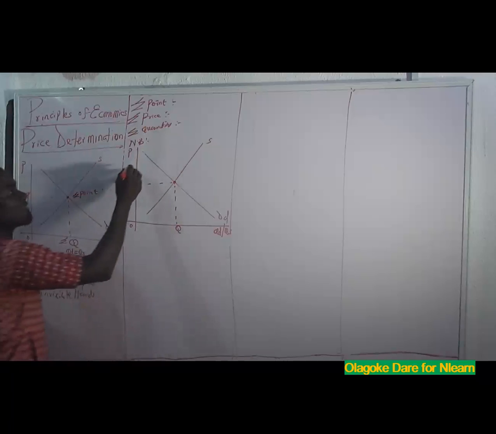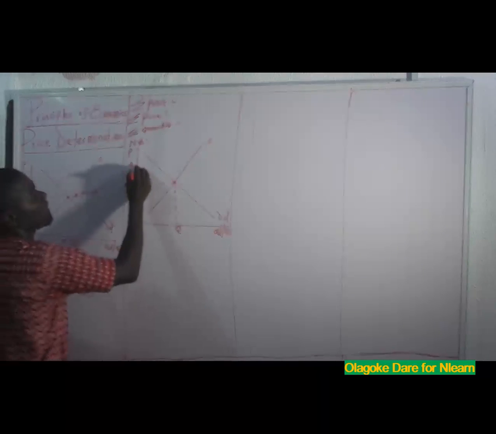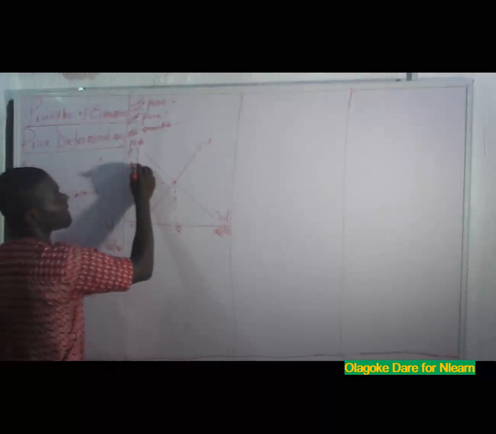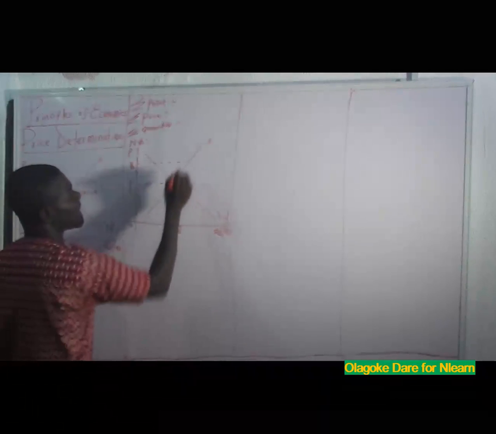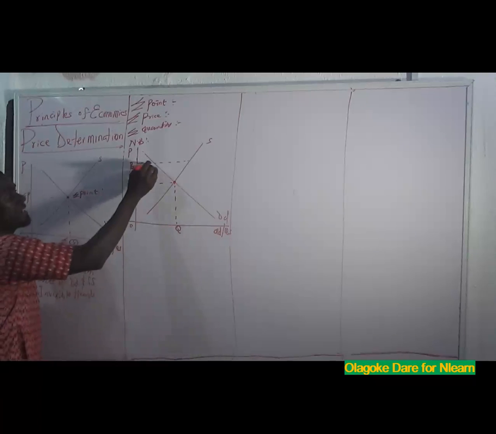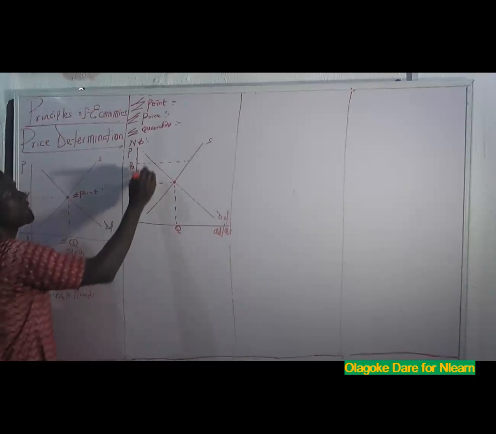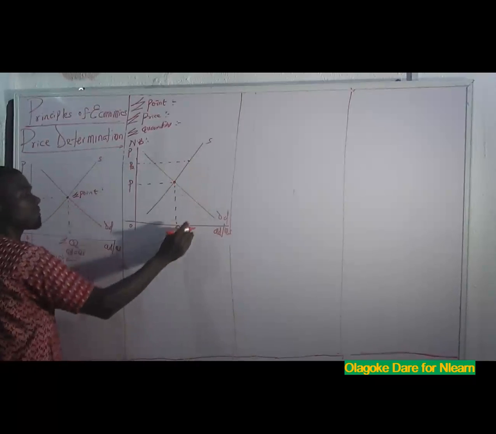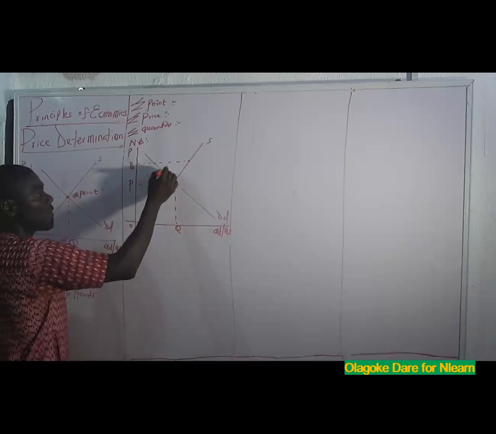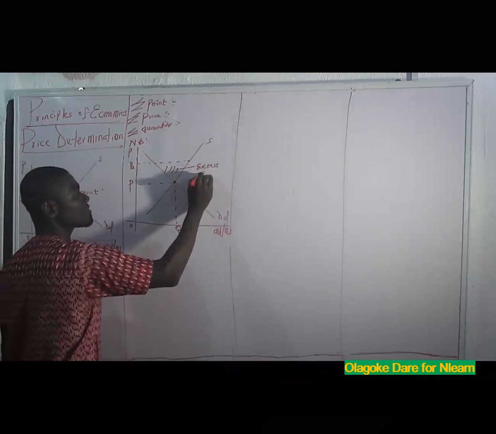Now, if I decide to fix a price, let's call it price 2. I fix the price like this. If I trace this price 2 to my demand, it shows that demand is lower than the equilibrium quantity. If I trace it to supply, it shows that supply is greater. So here is excess supply.